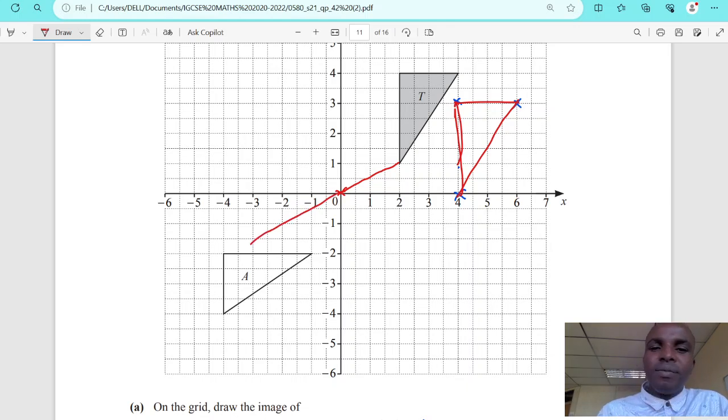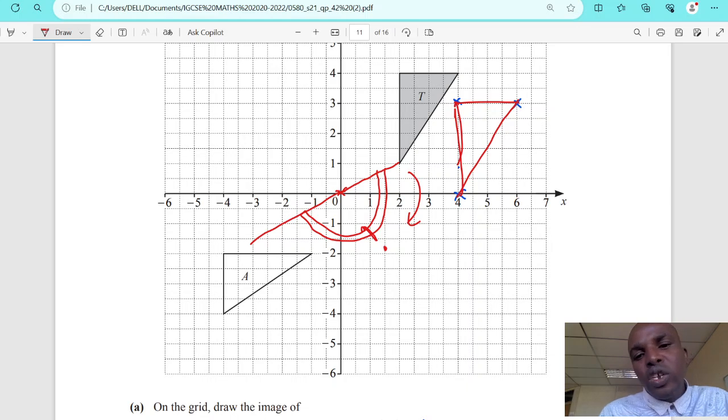So clockwise is which direction? It is this direction. That's clockwise. So it means you put your protractor like this. If you're using a protractor, you put it like this. Then 90 degrees will be somewhere here. Then you mark your point.